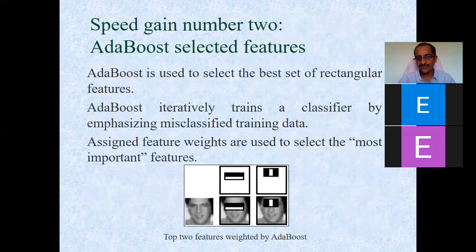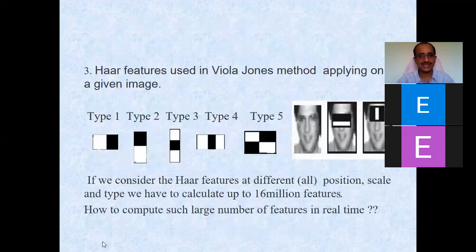All these filters require is a sum of pixels in one region, and then a sum of pixels in another region, and then you subtract the sum of pixels in one region from the sum of pixels in the other region.